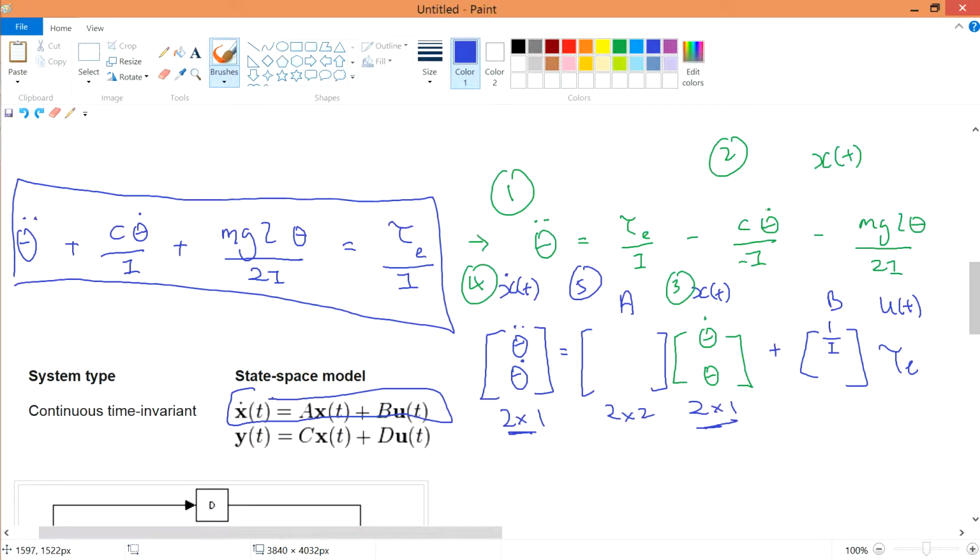Next, theta dot is expressed in terms of minus c over I. In fact, I shouldn't have written that. This is simply minus c over I. And therefore this is minus c over I times this one. So this thing times this thing is equal to this thing. This is just matrices.